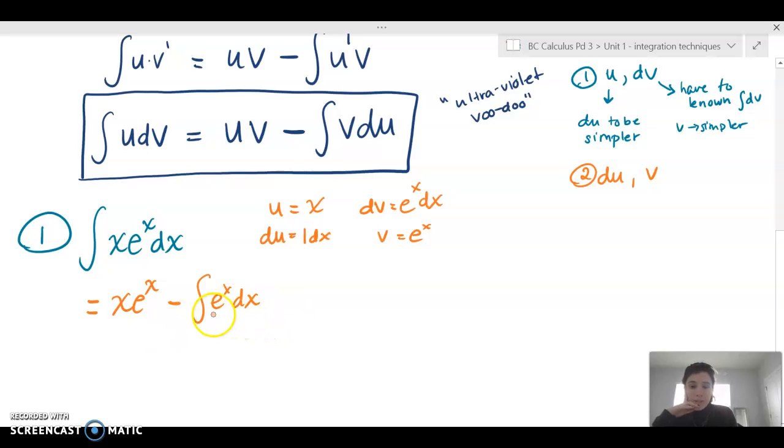Great. You have one more step then. You have one more antiderivative to find. And this one's really easy, right? We know e to the x, that's the easy one. So we have the antiderivative e to the x dx is just e to the x, and we add our plus c. Great. That's your first example.